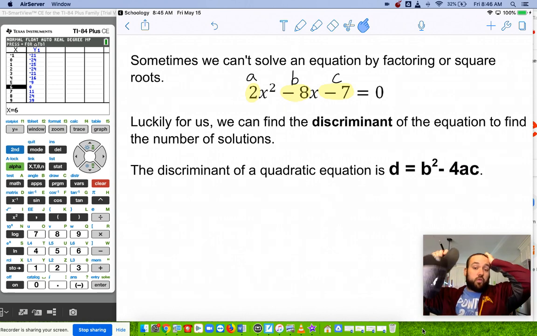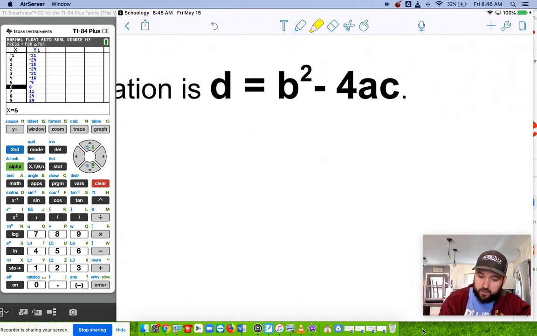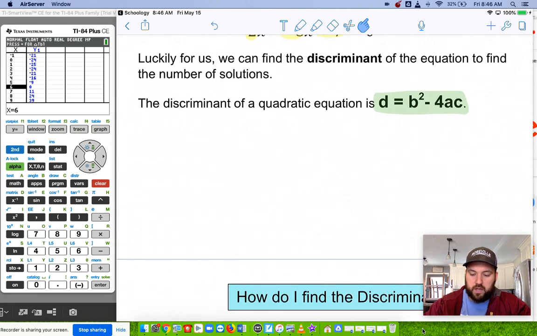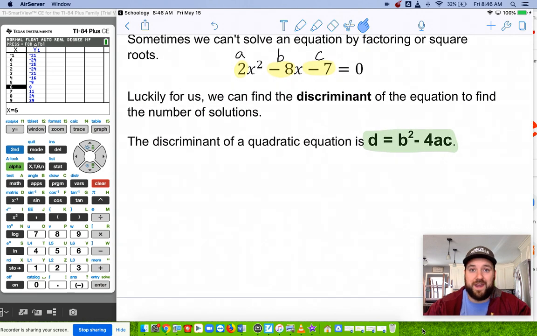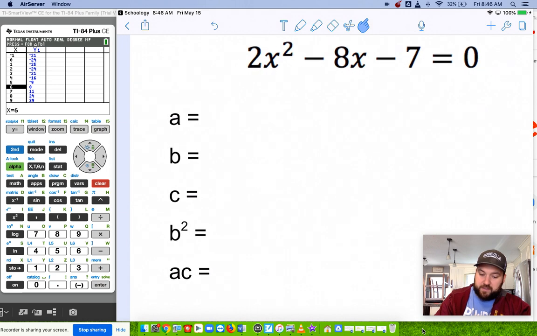And to find the discriminant, we're going to do this calculation right here. You're going to see this a bunch. This is super important when it comes to solving quadratic equations. B squared minus 4AC. Okay. Now it seems like a lot. The letter D I just used as shorthand for discriminant. So to find the discriminant, we are going to do the calculation b squared minus 4ac using the numbers from the equation. So let's take a look at how that works using this exact same equation.